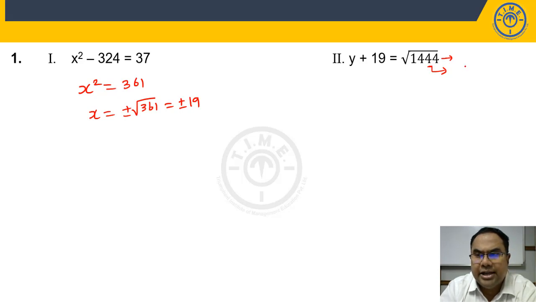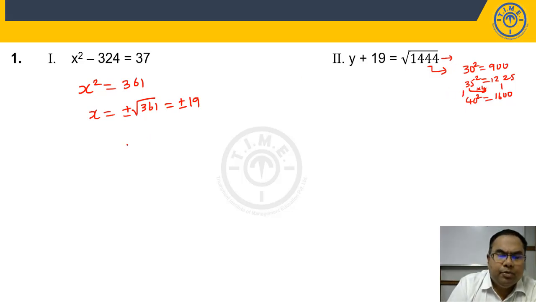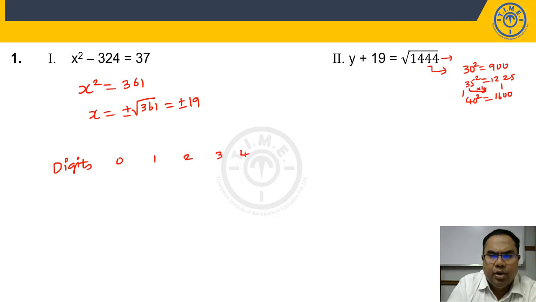You know 30 square is 900 and 40 square is 1600, so it lies between them. I can further narrow it down, right? 35 square, we all know this logic: 5 square is 25, 3 increased by 1 is 4, 3 times 4 is 12, so 1225. It lies between 35 and 40. Now one important piece of information, when you look at your digits, these are the digits. We have 10 digits: 0, 1, 2, 3, 4, 5, 6, 7, 8, 9. What is the last digit of a square?